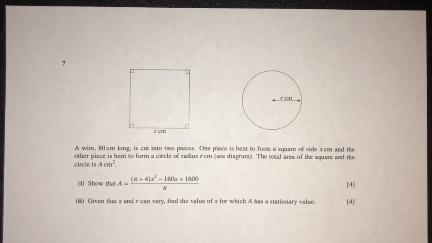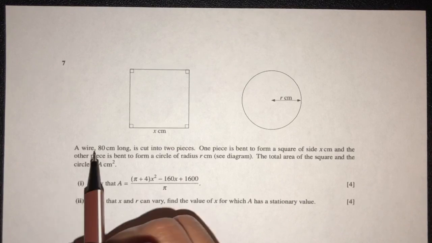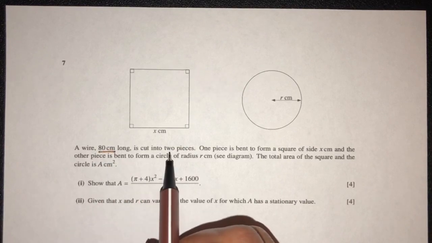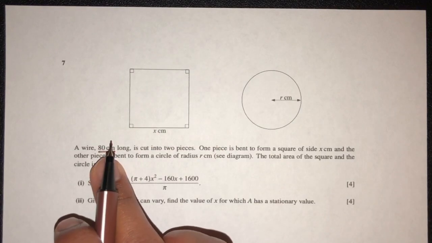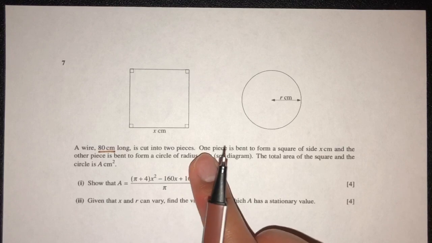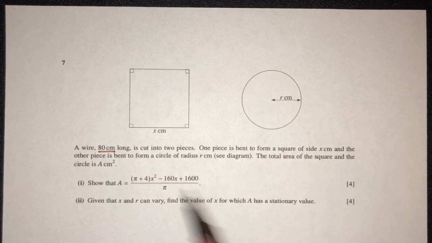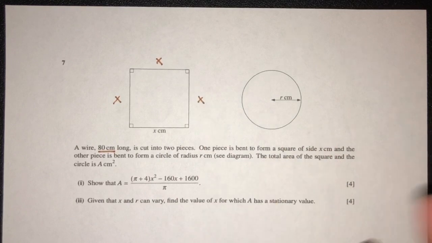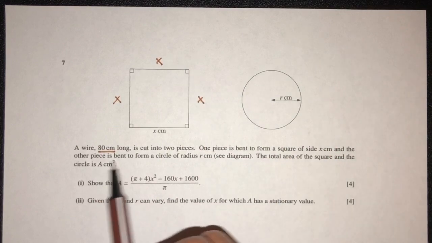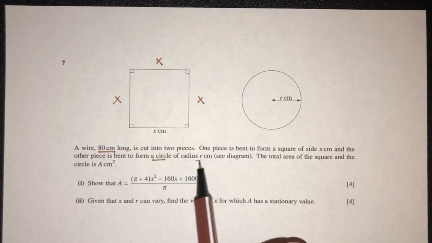Let's move on to the next question. A wire which is 80 centimeters long is cut into 2 pieces. So 2 pieces, okay? Now the total length of both pieces will be 80 centimeters long. I hope that makes sense, right? Now one piece is bent to form a square of side x. This is x, x, x, and x because it is a square. And the other piece is bent to form a circle of radius r.